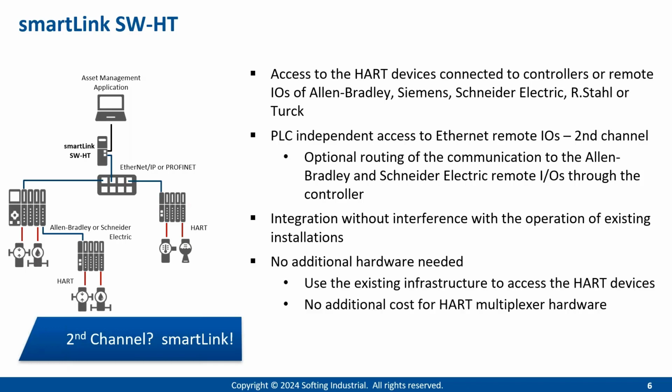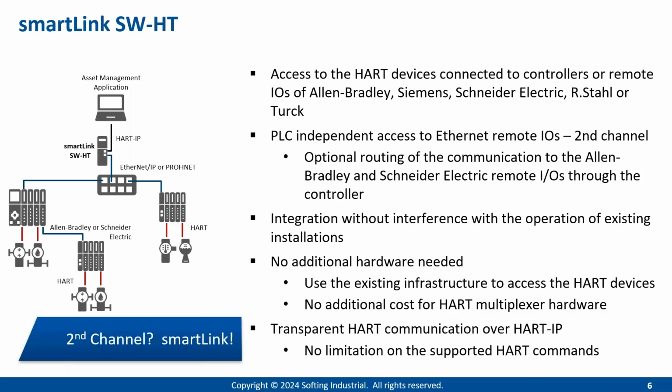If you compare it with, let's say, a typical installation you do without smartLink, that's adding a HART multiplexer to your installation, where you have to install additional hardware, where you have to install additional cabling, so that you can access values or send HART commands to the HART devices. Here, with our solution, we are using the existing infrastructure to access the HART devices, and you don't have any additional cost involved with additional hardware, additional cabling.